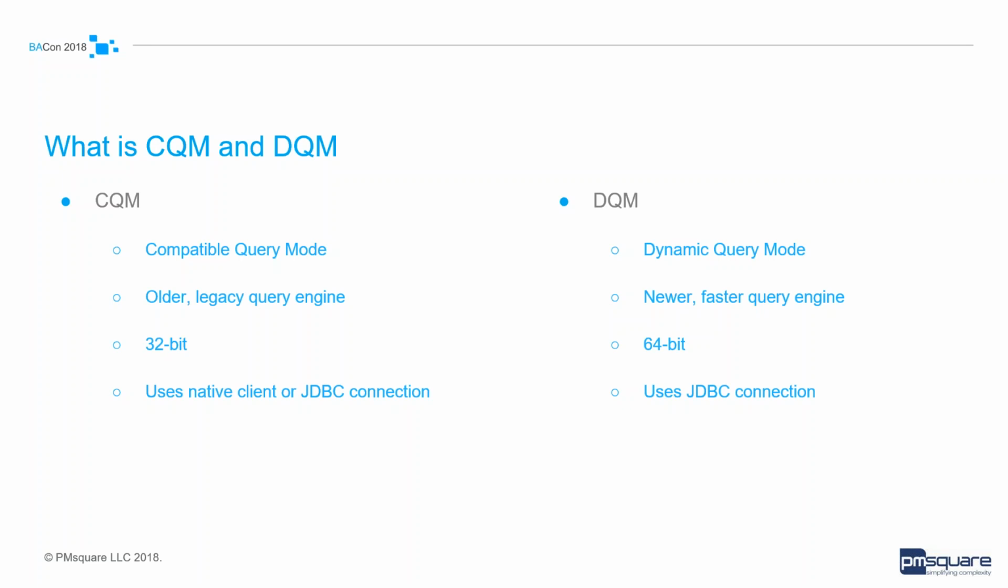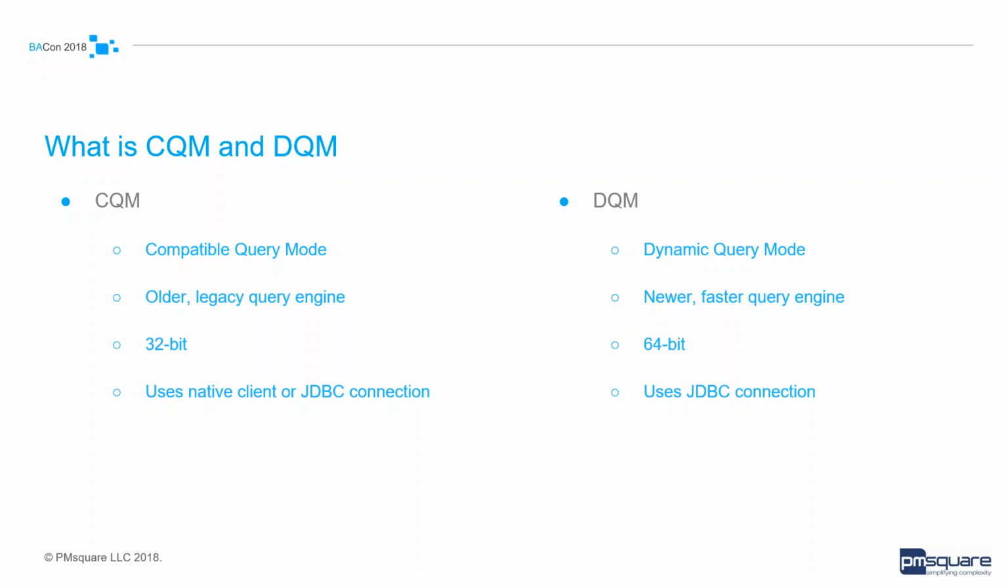So CQM is compatible query mode, or sometimes referred to as CQE, compatible query engine. It's the traditional query mode that's been used up until this point by Impromptu, Cognos Connection version 8 into 10, and still in some situations in 11, Cognos Analytics. It runs on 32-bit and uses the client ODBC connection to data sources, whereas on the other hand, DQM is dynamic query mode or dynamic query engine.